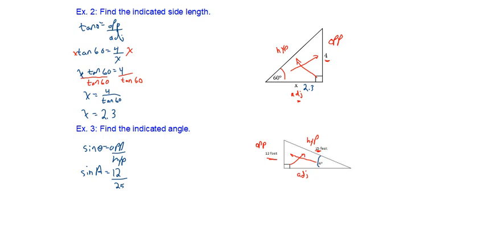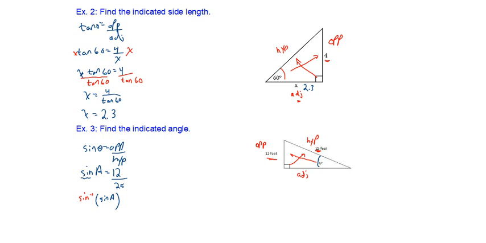Now, in order to solve for A in this case, we want to undo this sine here. And the way that we undo a sine is with the inverse sine. So we take the inverse sine of both sides. I'm going to write this out the long way just once so you can see it. So we're taking the inverse sine of the left side of the equation, which was sine A. And the inverse and the function sine undo each other. So when we do this, we're just going to be left with A.